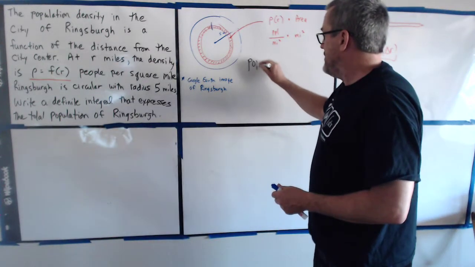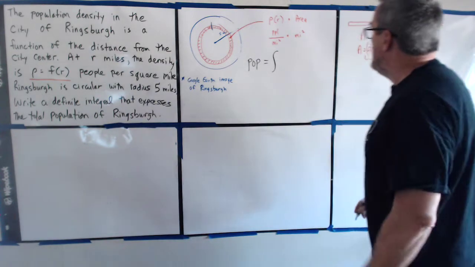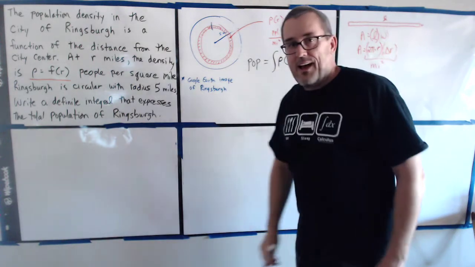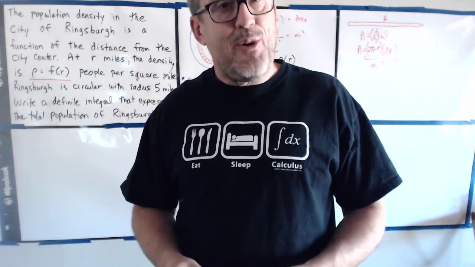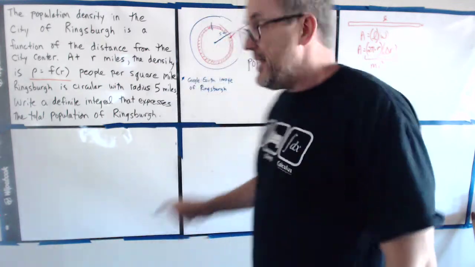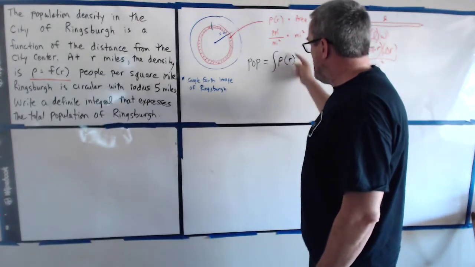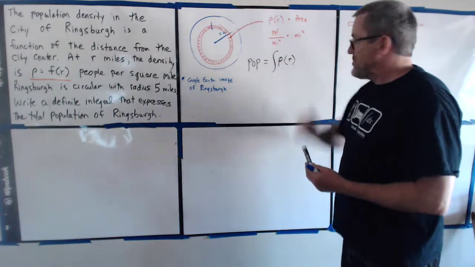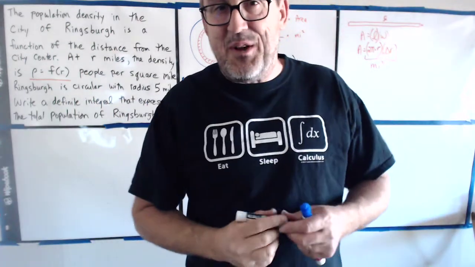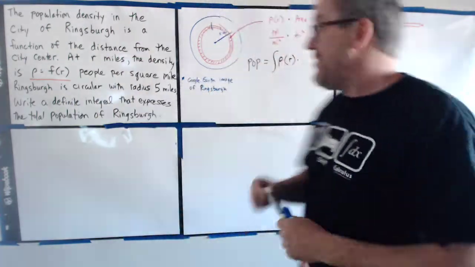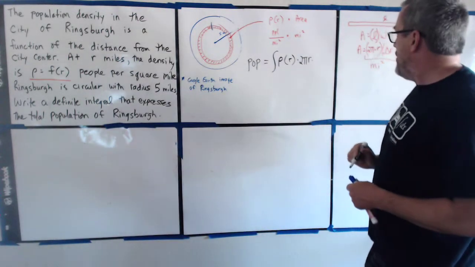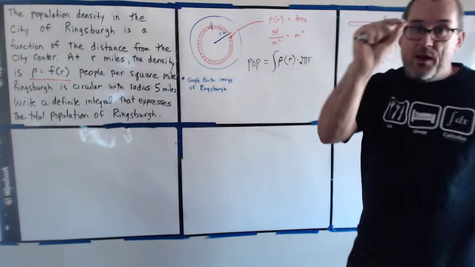The population of Ringsburgh is going to be found by summing up the population density, rho, as a function of r. I know, you don't have the function, but hey, be okay. We can represent that function with symbols, rho of r, the function rho evaluated at r. That is, if you input in r, you're going to output a population density measured in people per square mile. You multiply that by the area of one of those slices, if you could call it that, one of those rings. And the area of one of those rings is 2 pi r times the change in r, the length, 2 pi r, times the width, delta r.